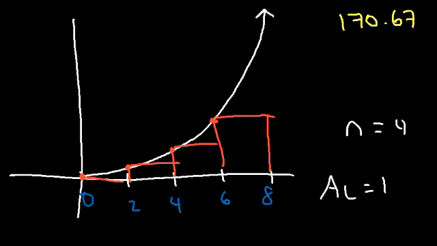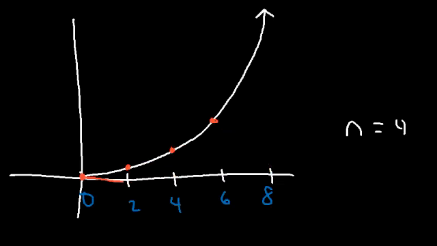Now how can we draw the rectangles for the right Riemann sum? So what you want to do is plug in the points on the curve. So the points we're going to use are 2, 4, 6, and 8. Now this time, draw a line to the left of the point. And then form the rectangles.